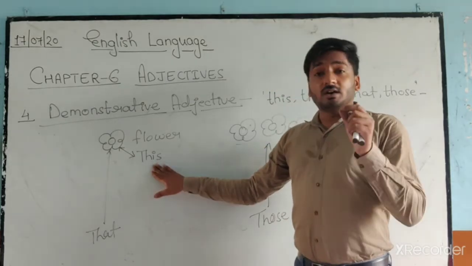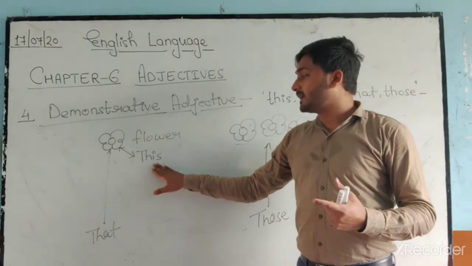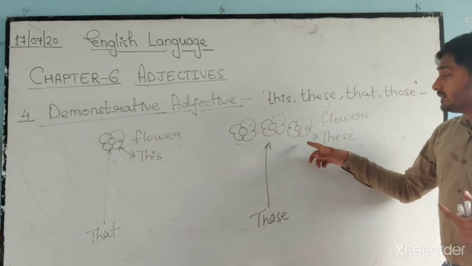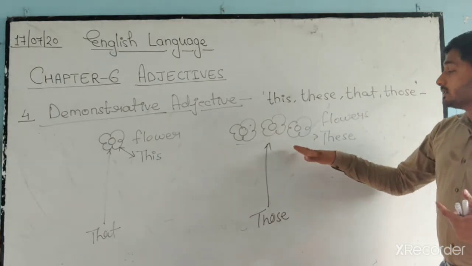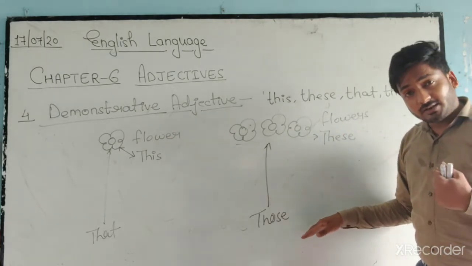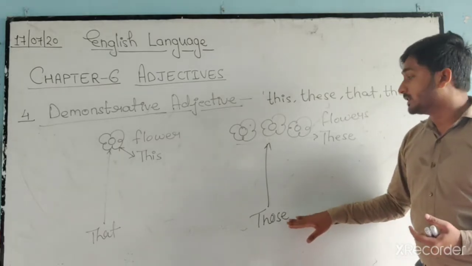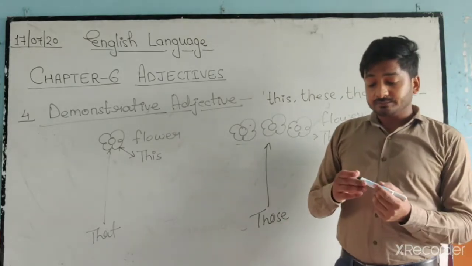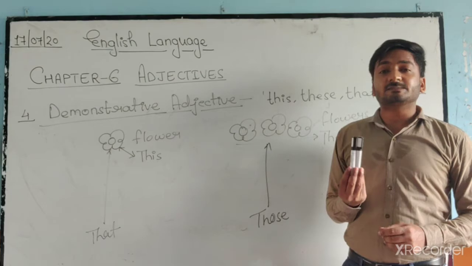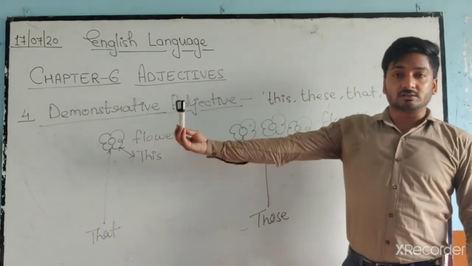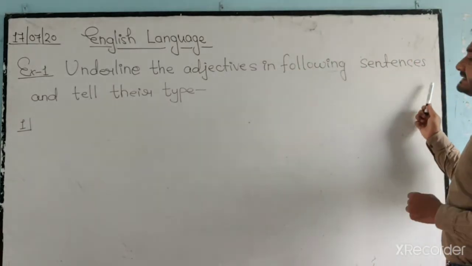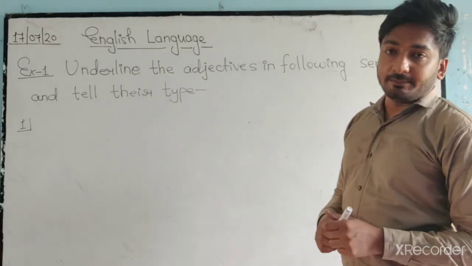If a noun is near to us and in its singular form, then we use this with it. And if a noun is in its plural form and near to you, then we use these flowers. And if it is plural and also far from us, then we use those with it, those flowers. Like this marker, that marker. These markers are near, those markers are far. Got it? Exercise 1. Underline the adjectives in the following sentences and tell their type.